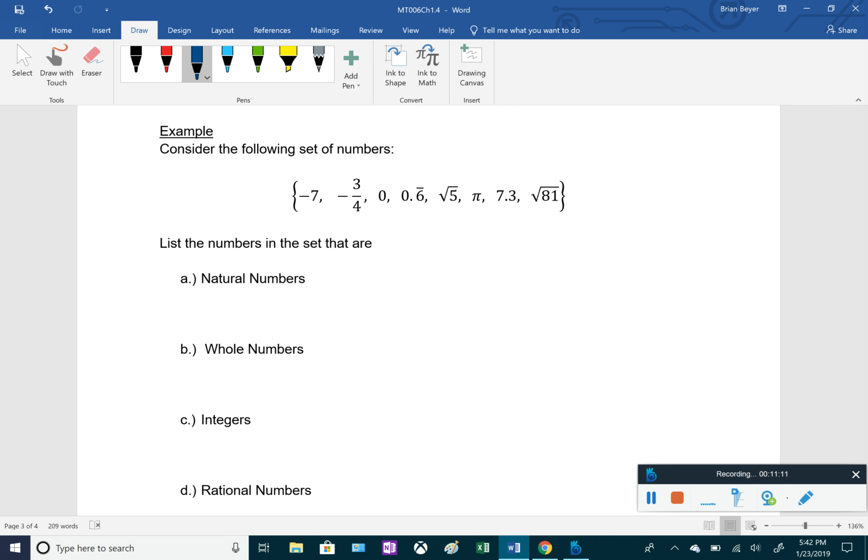So we're going to go through and list the numbers in the set that are natural numbers, whole numbers, and so on. So let's look at natural numbers first. So going through the set, we know the set of natural numbers are positive whole numbers. So 1, 2, 3, 4, 5, 6, 7, 8, 9, 10, and so on. So -7 is not a natural number. Neither is -3/4, neither is 0. The only one that is, secretly, is radical 81. Radical 81 actually equals 9.